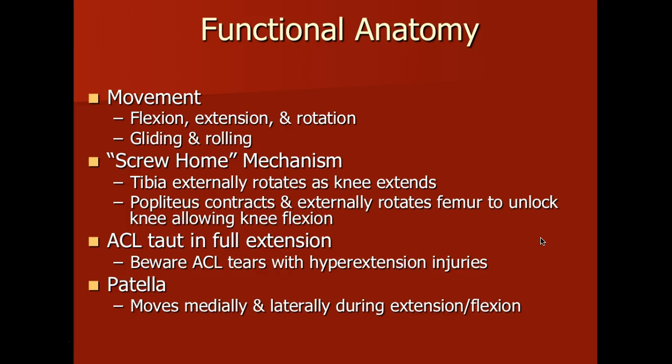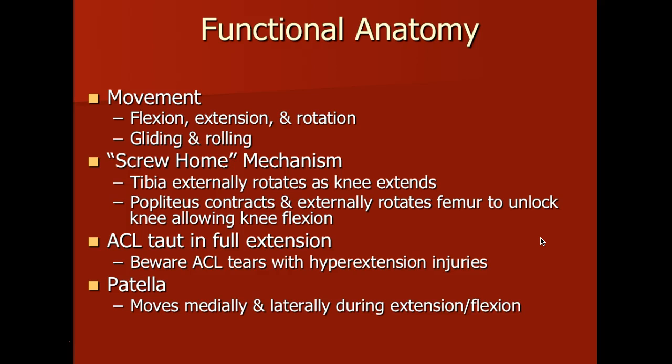One of the other things to note here is the second bullet point, the screw home mechanism. Make sure that you read this in your book so that you can get a better idea of how this works. But essentially, as the knee goes into extension, the last 15 degrees or so, the tibia externally rotates. It does this in order to clear the femoral condyle, and then once it clears that, the femoral condyles can sit properly over the tibial plateau.